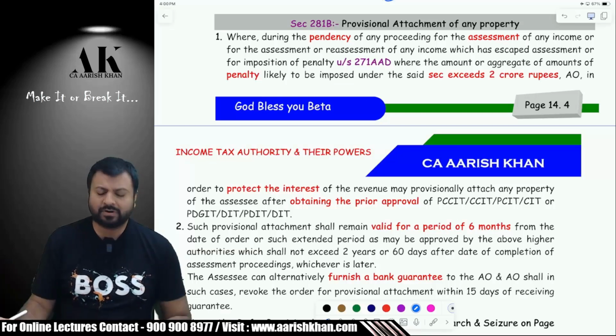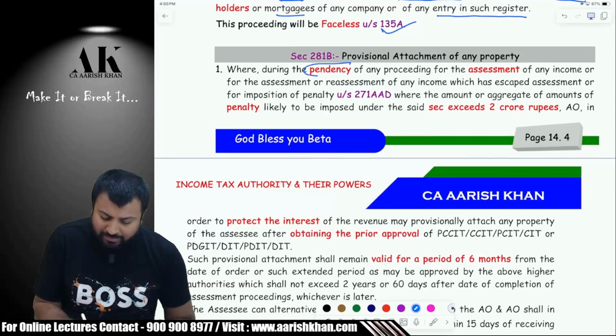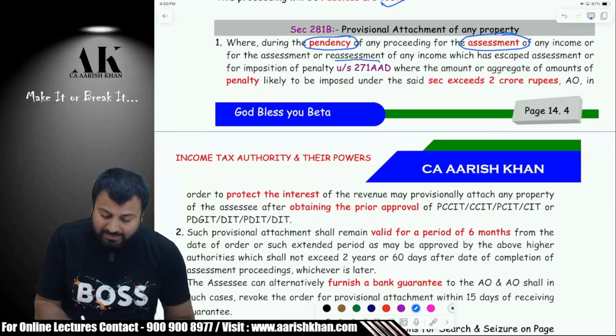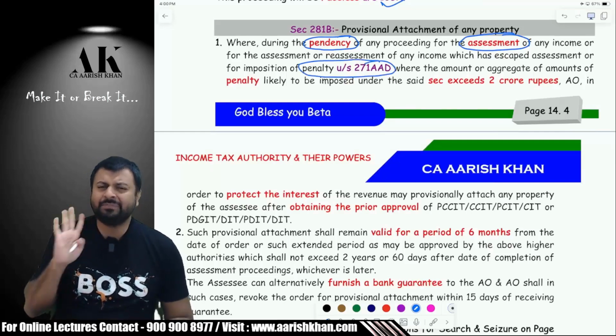So when will they make a provisional attachment? Earlier they used to make a provisional attachment only during the pendency of the assessments. Now they are also making provisional attachment during the pendency of the penalty proceeding, but only one penalty proceeding is covered.